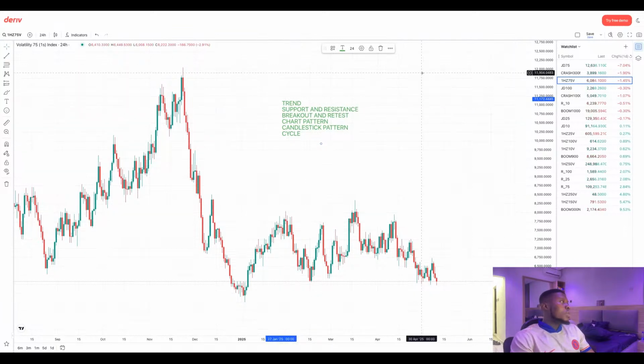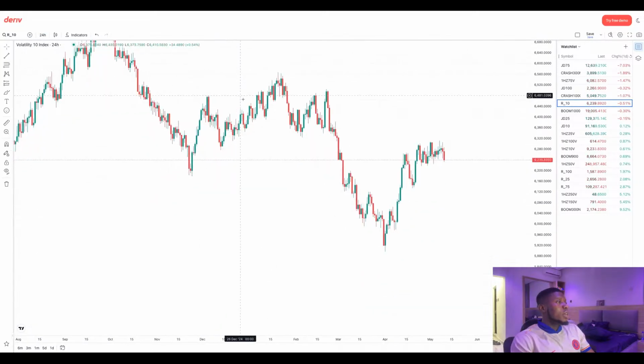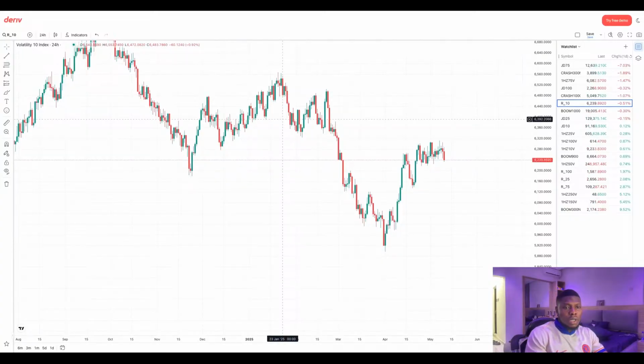So I'll be checking on any pair. So I choose this pair. This is volatility 10. Okay, so I can decide to check options.